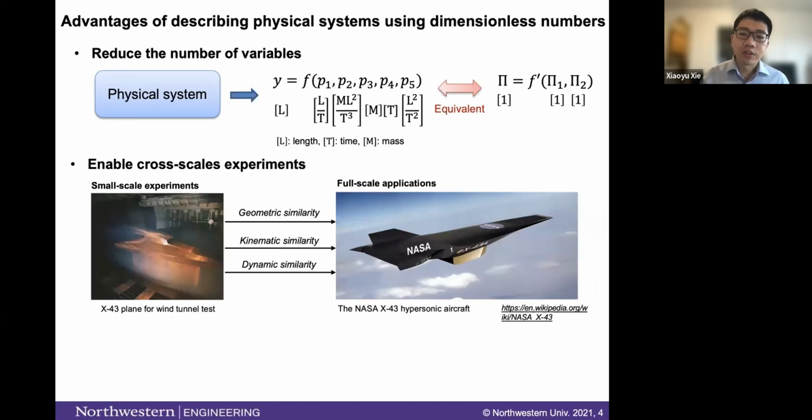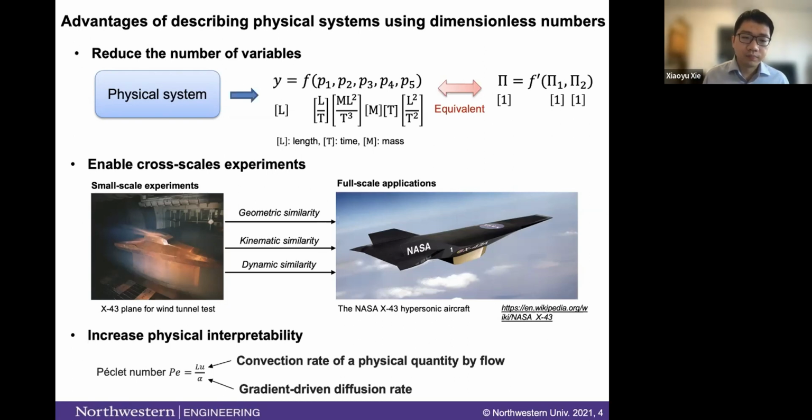So how can we make sure of the similarity? Basically, we only need to make sure the dimensionless numbers are the same, because dimensionless numbers are scale invariant, even though the scales in these 2 sets of experiments are different. By ensuring the dimensionless numbers are the same, researchers can confidently extrapolate the small scale experiment results to the full scale applications. So this can significantly facilitate the design process.